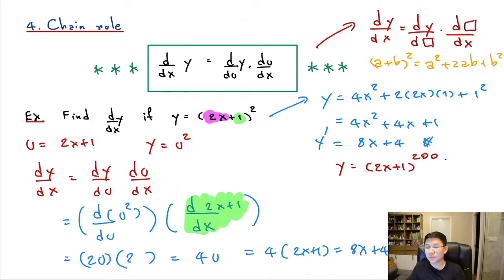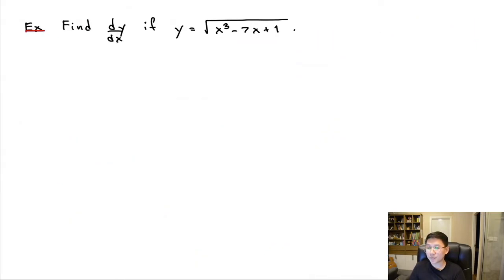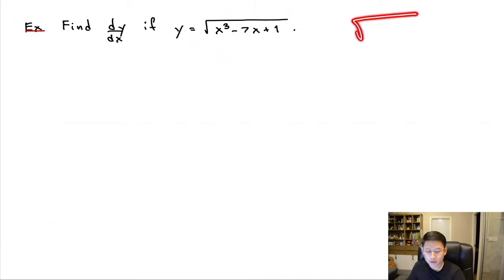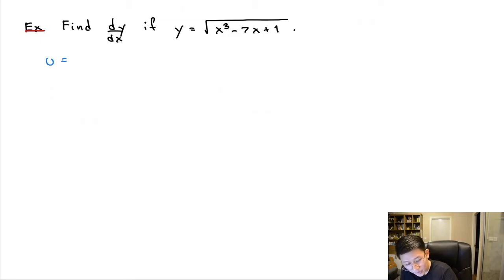Okay. So look at this example here. Similarly, here we don't know how to differentiate this function, but we do know how to differentiate the square root of x, right? Which is x to the power of 1/2. We do know how to differentiate this function. So we let u be x cubed minus 7x plus 1. So y is square root of u, which is u to the power of 1/2.